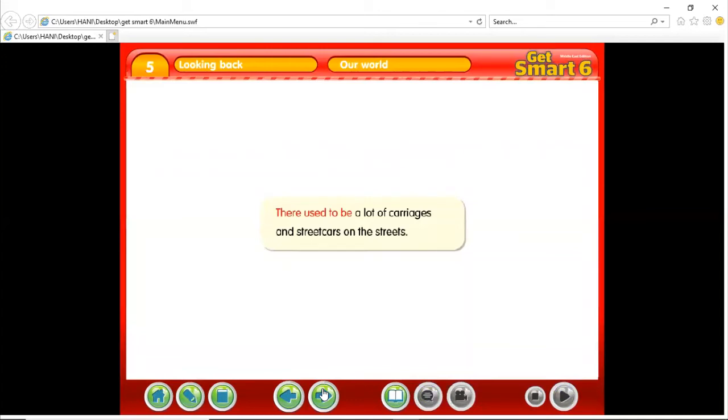There used to be. Again, we use "used to be" when we are talking about things in the past. I say used to be. There used to be a lot of carriages. There used to be a lot of carriages and streetcars on the streets.